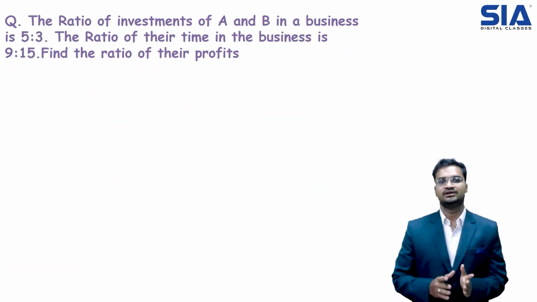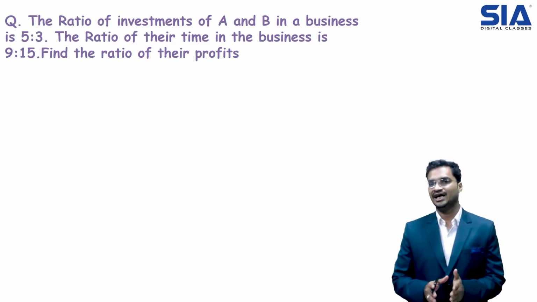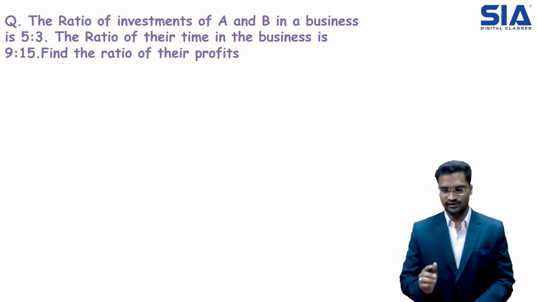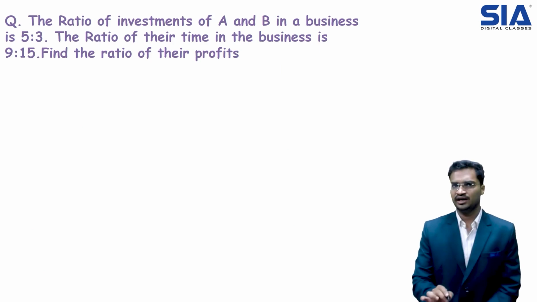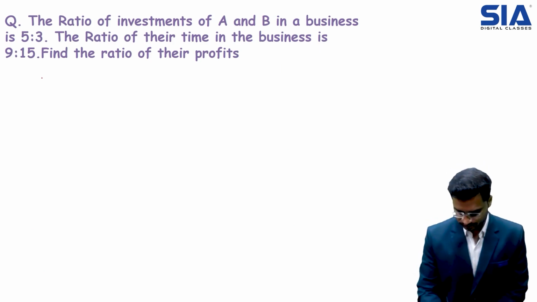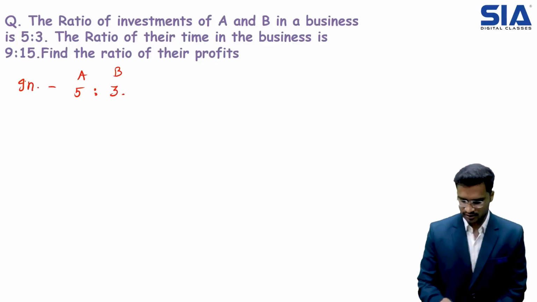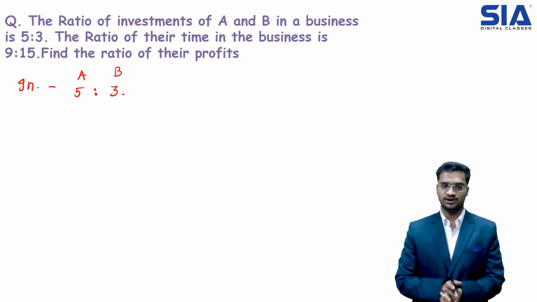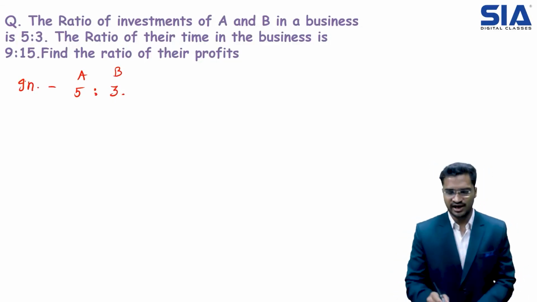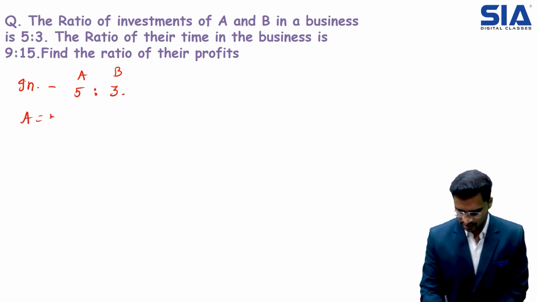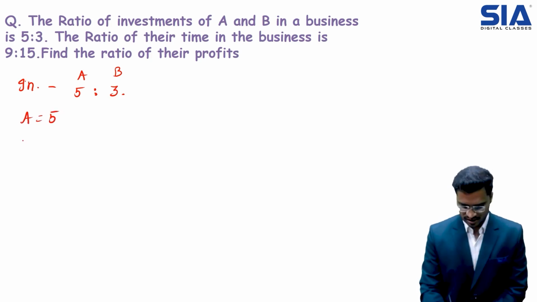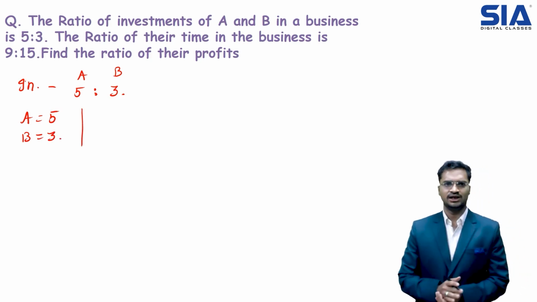This question says the ratio of investments of A and B in a business is 5 ratio 3. So the investments are in the ratio 5 ratio 3. Let us take the investments of A and B as, so A is investing 5 rupees and B is investing 3 rupees. So we are maintaining the ratios here.